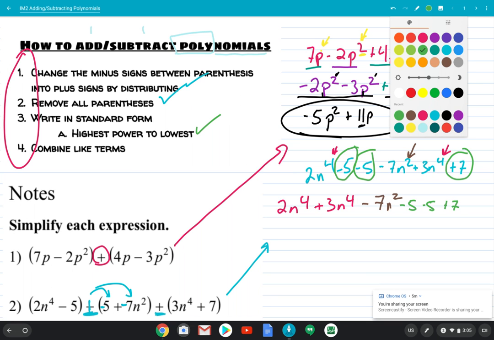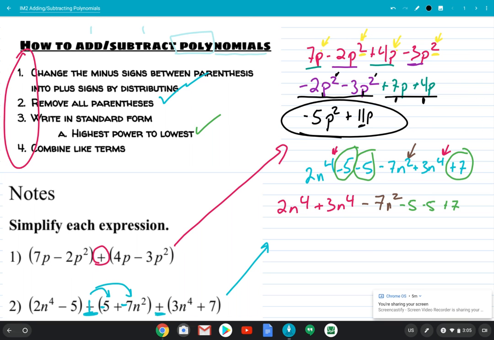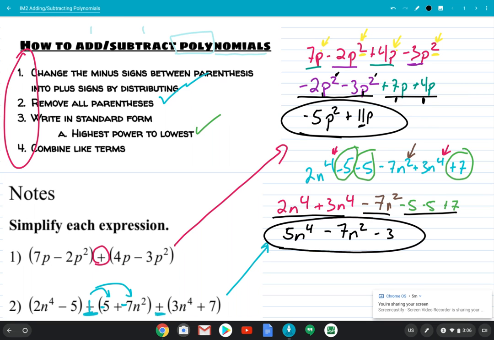Last step is combine your like terms. Well, 2 plus 3, 5 n to the fourth. This one has no partner, so just bring it down. These three get combined. Negative 5, take away 5 more is negative 10. Add 7 to that, we get negative 3. Done.